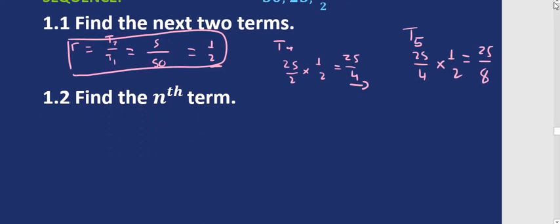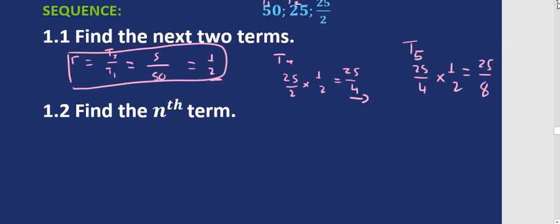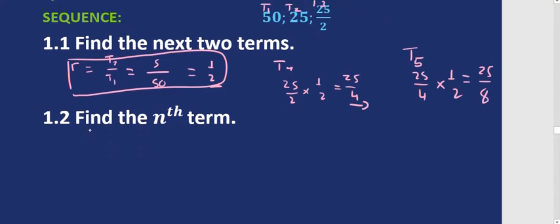Finding the nth term should be much easier. We know the formula for Tn. For a geometric sequence, this is the formula. So what's A? A is the first term, which is 50. What's r? r is the common ratio, a half, because we keep multiplying by a half each time, and then n minus 1. So that would be our nth term formula, the general formula.